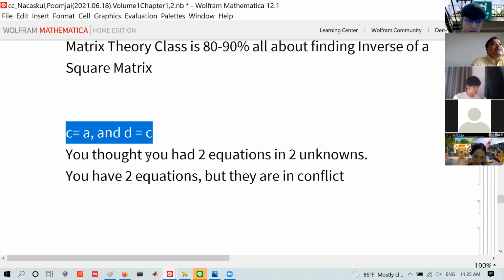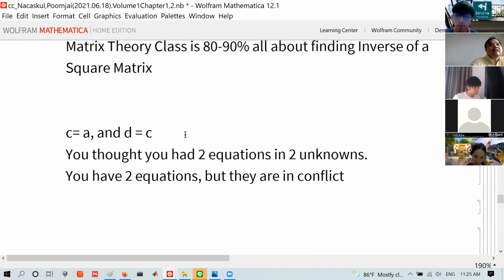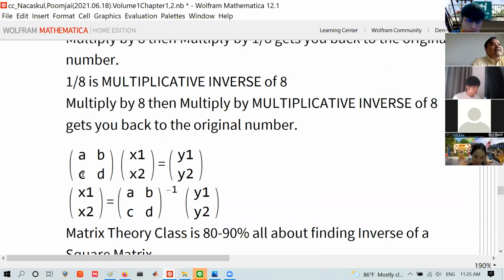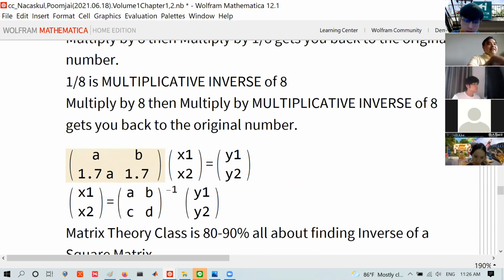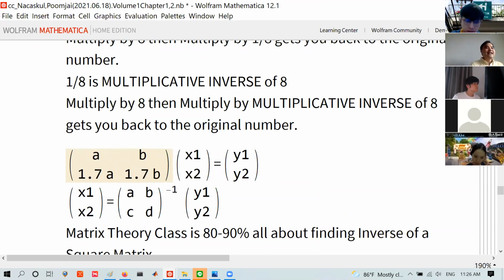In fact, this situation occurs a lot more often, right? If you see something like this and C is equal to A and D is equal to B, it's obvious. But sometimes you can also see something like this, 1.7A and then 1.7B. You would exactly get the same problem as before, because all you have to do is multiply by 1 over 1.7 here, and you get the same issue.